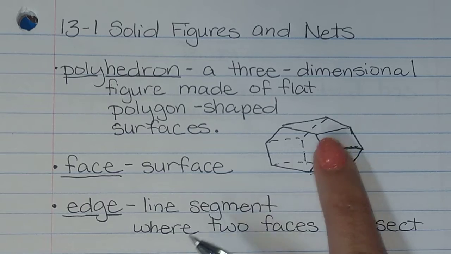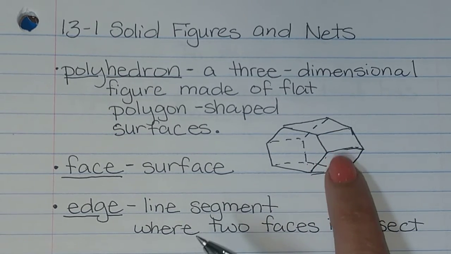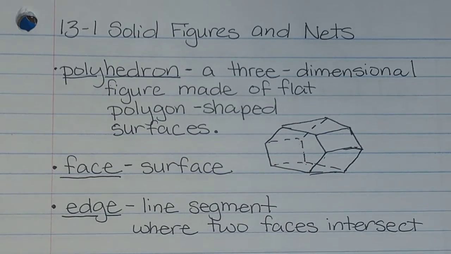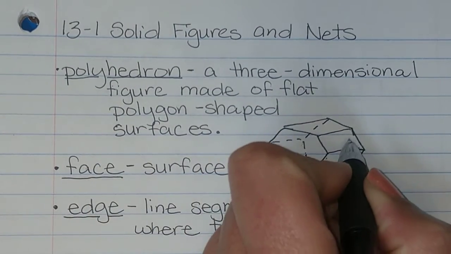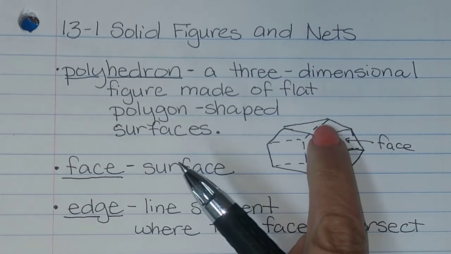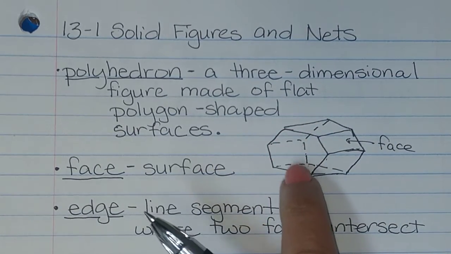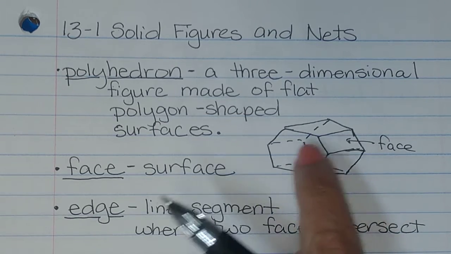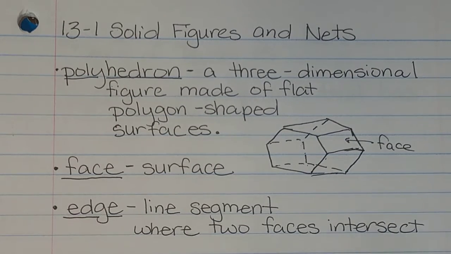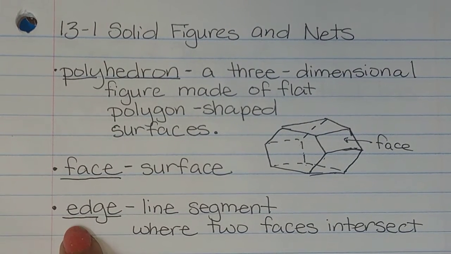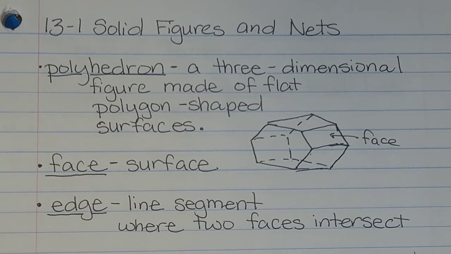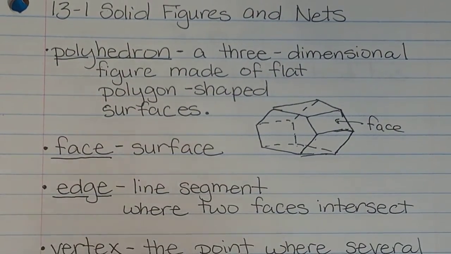Each face, which is the surface, is made up of a polygon. So, right here would be a face. There are 1, 2, 3, 4, 5, 6, 7, 8 faces on this shape. We also need to know what an edge is. An edge is where two faces intersect or meet.